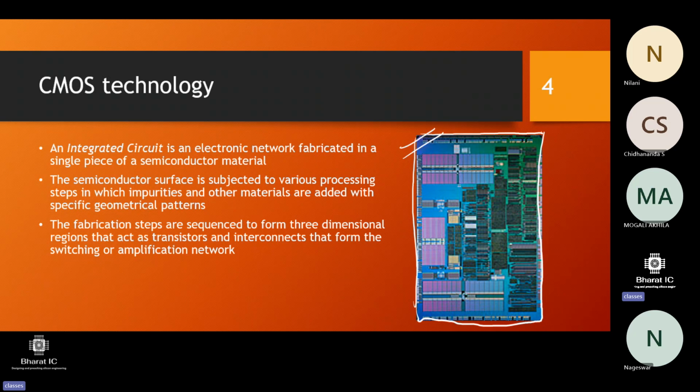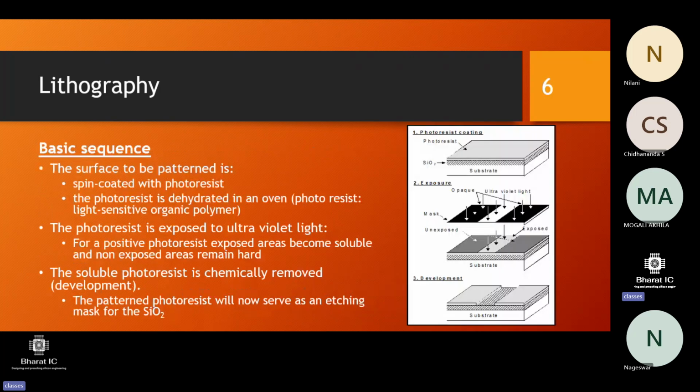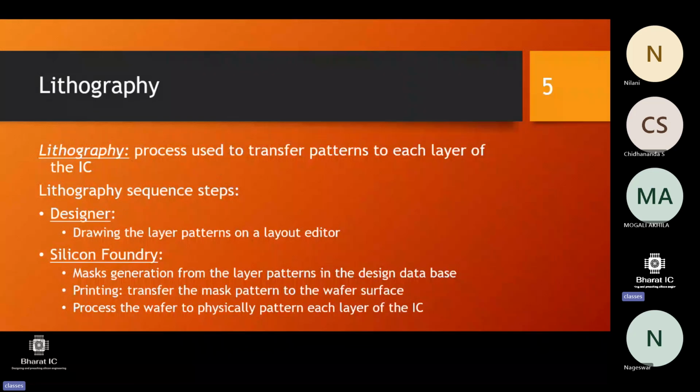So what is lithography, actually? Lithography is the process used to transfer patterns to each layer of the IC. These are some definitions, and the main questions will come from this part. So what is lithography? Lithography is a process used to transfer patterns to each layer of the IC.